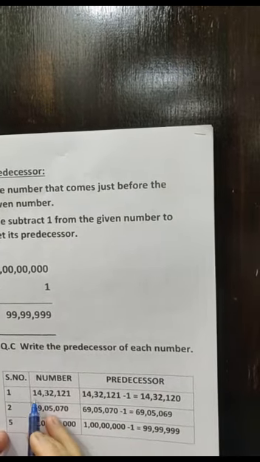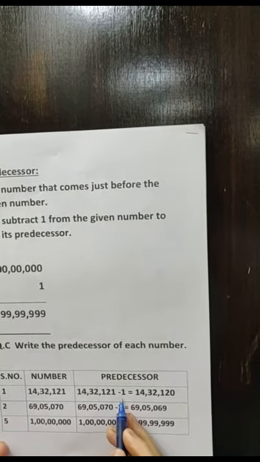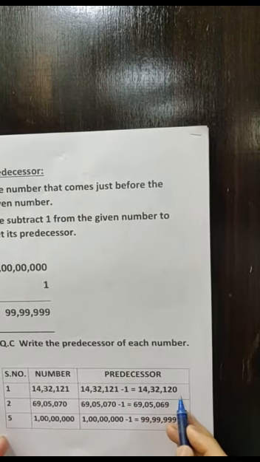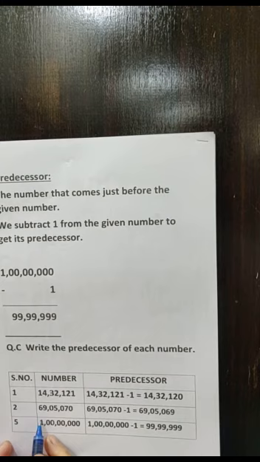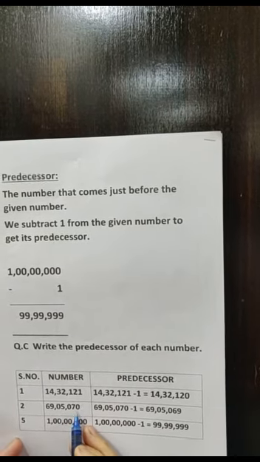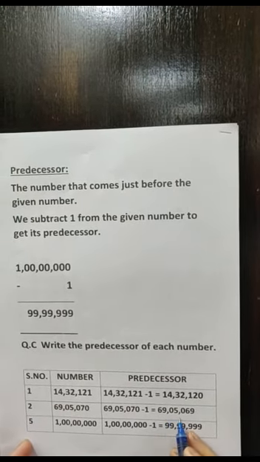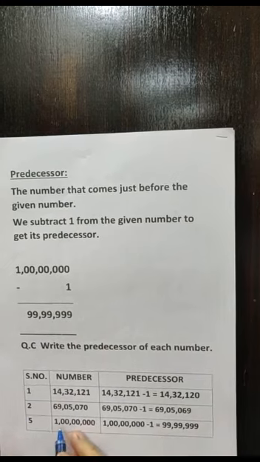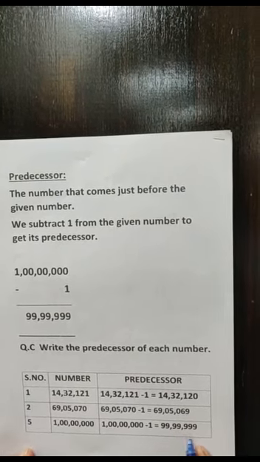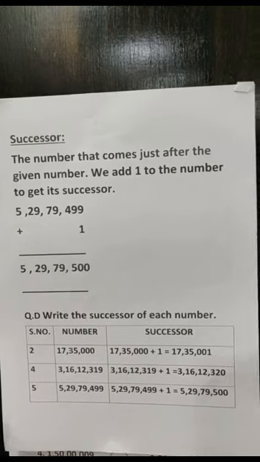See, 14 lakh 32,121. What comes before it? 14 lakh 32,120. Next is 69 lakh 5,070. What comes before 70? It's 69. So the number is 69 lakh 5,069. What comes before 1 crore? It is 99 lakh 99,999. This way, this type of questions we answer.